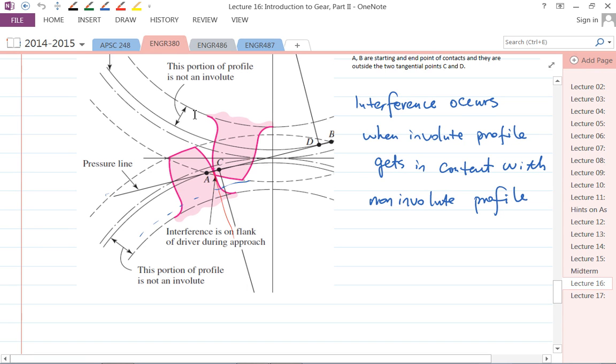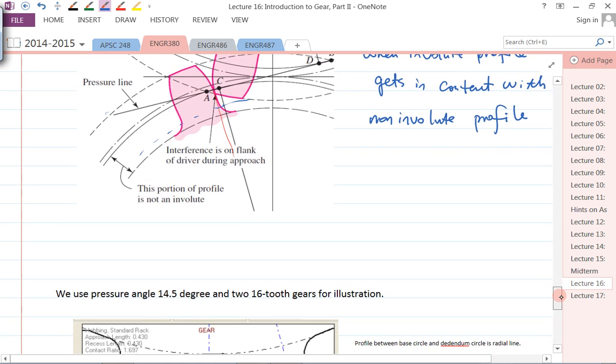Alright, so in previous lecture, we talked about the phenomena of the interference. In short, basically interference happens when the contact length, which is the length AB, okay, is outside the CD, which are the tangential points of the base circle and the pressure line. Okay, so if your contact points outside the CD, then you will have interference. And the idea is always to avoid interference.